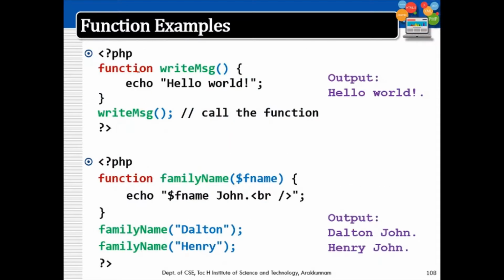Here is an example of a function. In the PHP script, I have written a function writeMessage. It will just write hello world. This is how you call a function. Just write the function name with the brackets, and if you have parameters, you have to include them here, and end it with a semicolon. This is the function call.